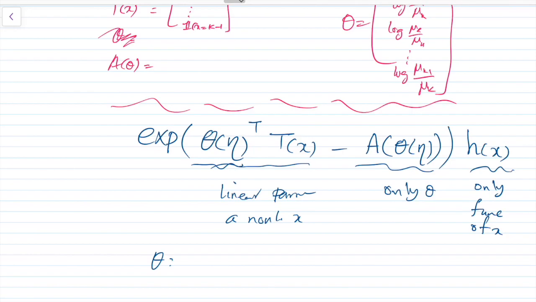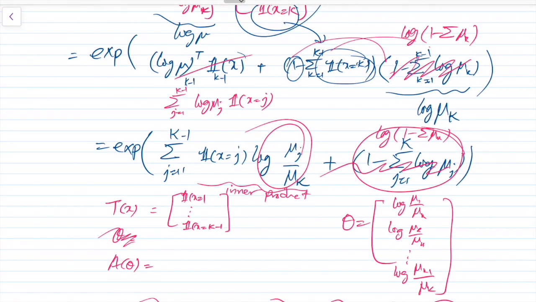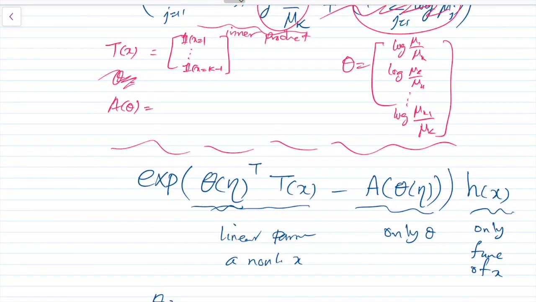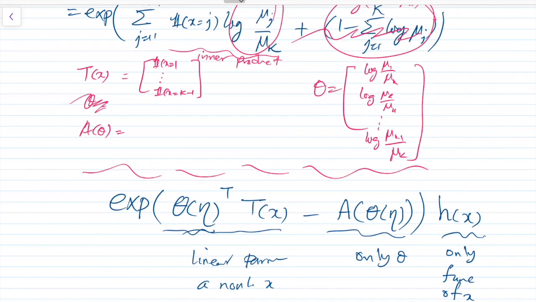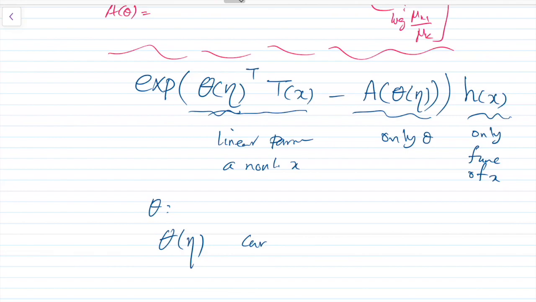If theta is a function of something else, for example, in the examples that I gave you, theta is a function of mu. So if theta is a function of another parameter, here eta, that we showed here, that is called a curved exponential family. And A is basically the partition function. So this is the general form of the exponential family.